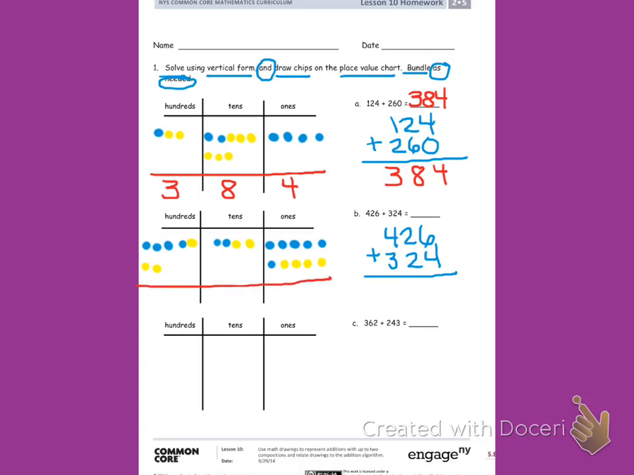I always start in the ones place. Looking at the chart, I can see that I had 6 blue ones plus 4 yellow ones. You don't really have to use different colors, but for me it makes it so much easier to glance at and solve. 6 ones plus 4 ones. Hey, that makes 10 ones. That means I have to bundle. 10 ones makes a group of 10.